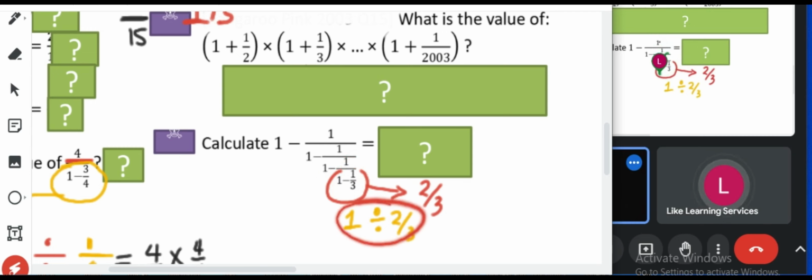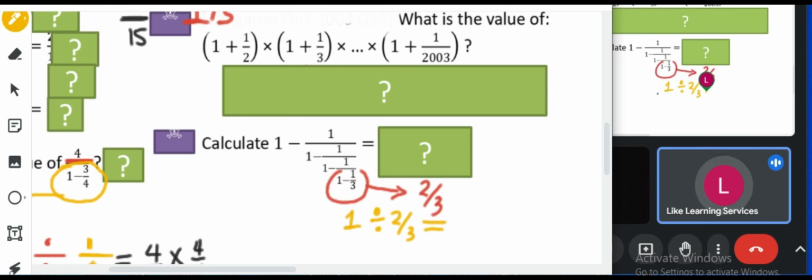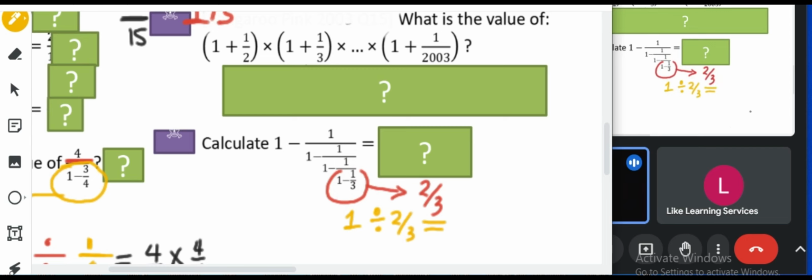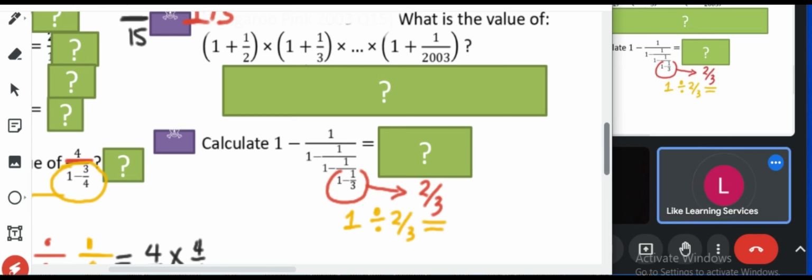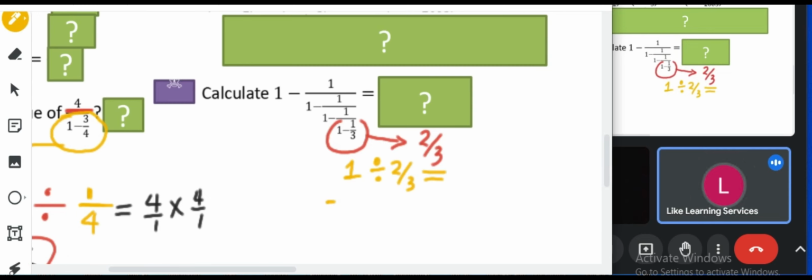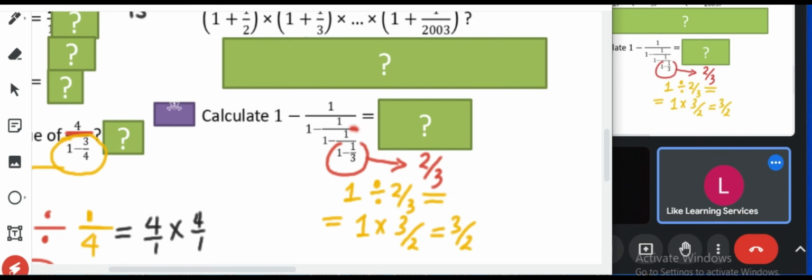And what does it give? Without even wasting time, what does it give? You would change to multiplication. This is like saying 1 times 3 over 2, is it not? Which is 3 over 2. So this whole place is 3 over 2. This whole place is 3 over 2. And then you're going to say 1 minus 3 over 2.